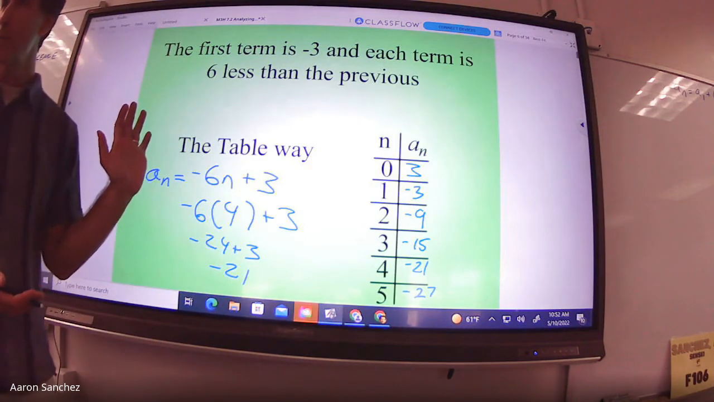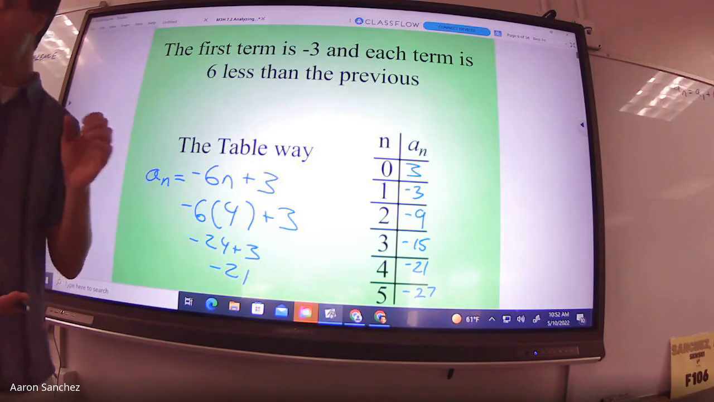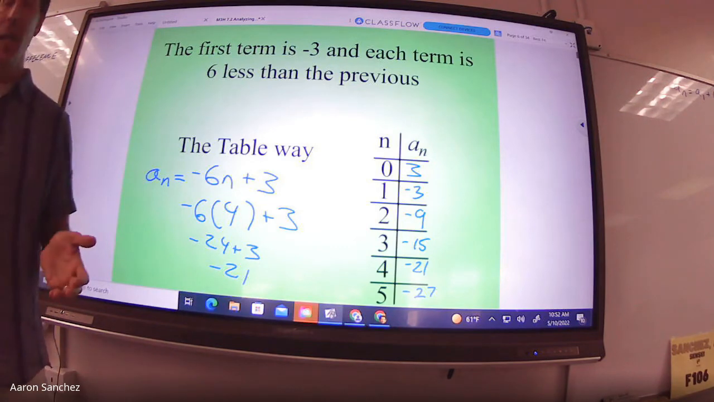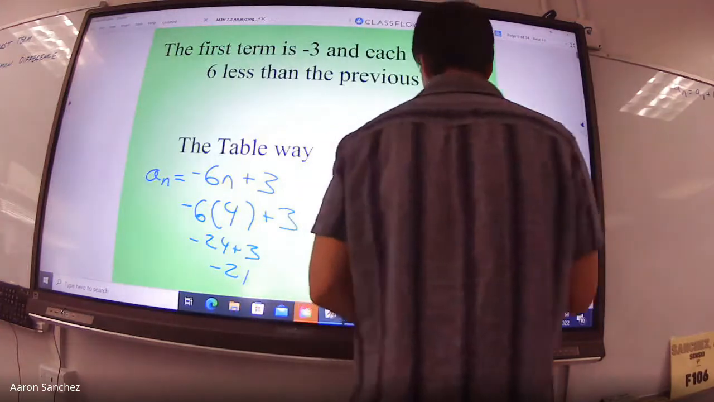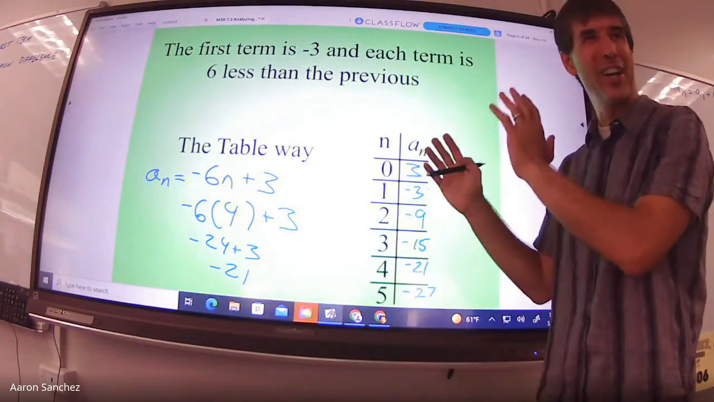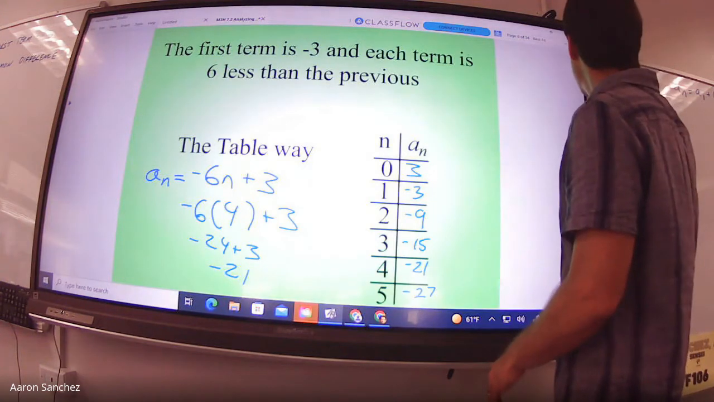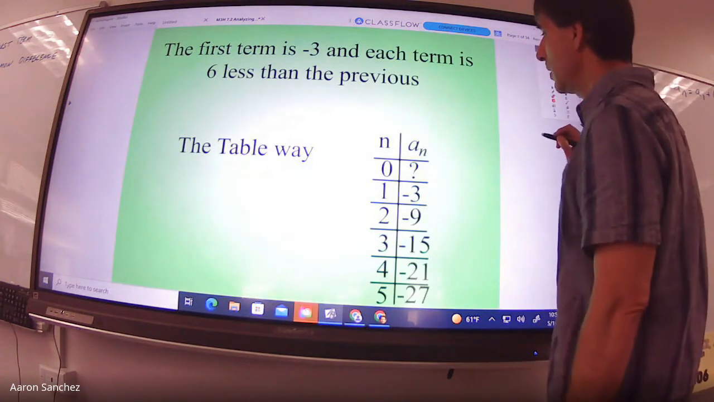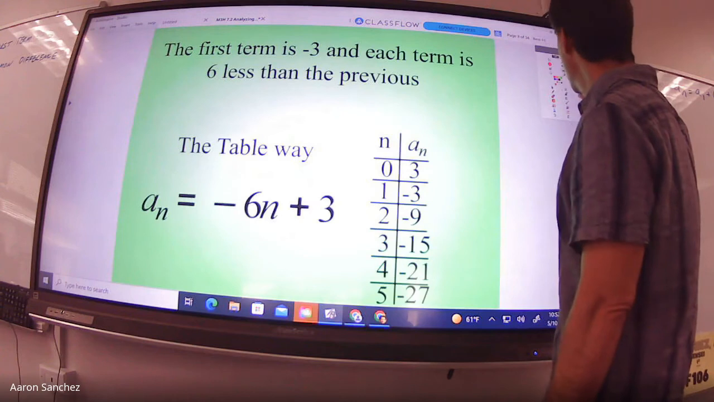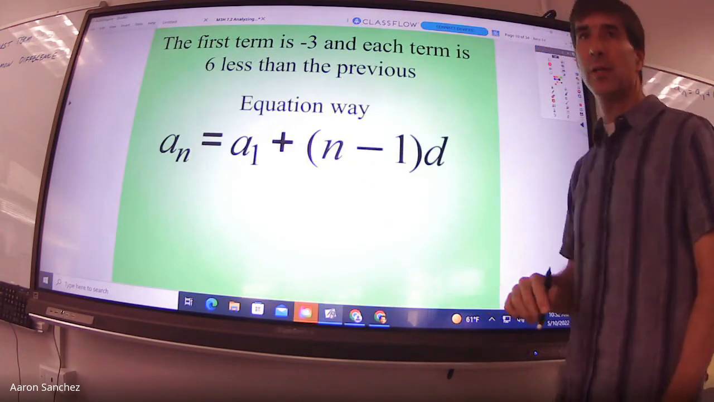Now, that's what we did yesterday. Do you remember this from yesterday? Yeah. Doing the table? Okay. But today, that's not what we're doing, because this only works so much. Because you have to write everything out and figure it out. Today, we're going to use the equation way.